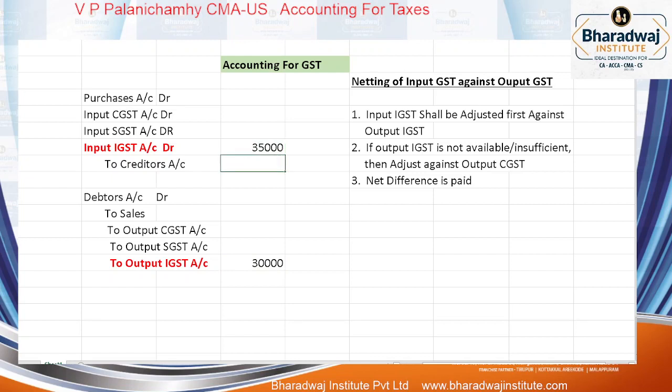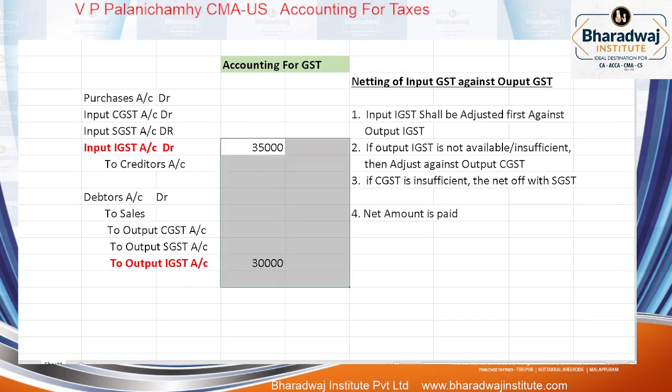What will you do? Payable amount is 30,000. Already paid on purchases 35,000. Now, to the extent of 30,000 you can adjust. What about the balance? Suppose IGST credit is not available or insufficient, then adjust against CGST. If that is also not available, then you can adjust against SGST. If CGST is insufficient, then net off with SGST. Number 4, the net difference is paid.